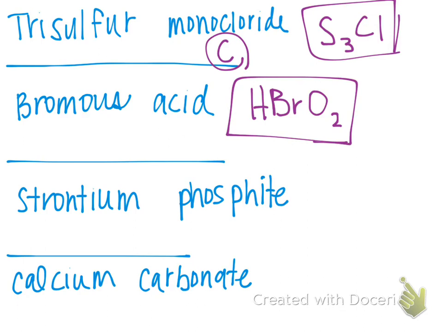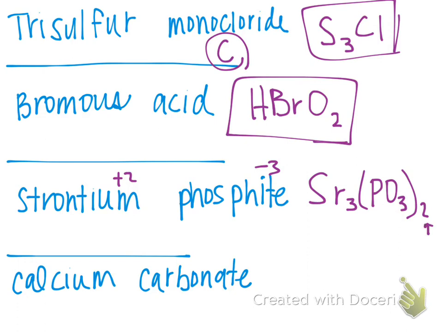Natalie, why don't you tell me what you got? Perfect. Strontium is +2. Phosphite is -3. So if we cross those down, that leads us to needing our parentheses. Is this 3 right here reducible? No, because it's part of the polyatomic ion. It is non-reducible. So can 3 and 2 be reduced? No. Right. Okay, calcium carbonate.